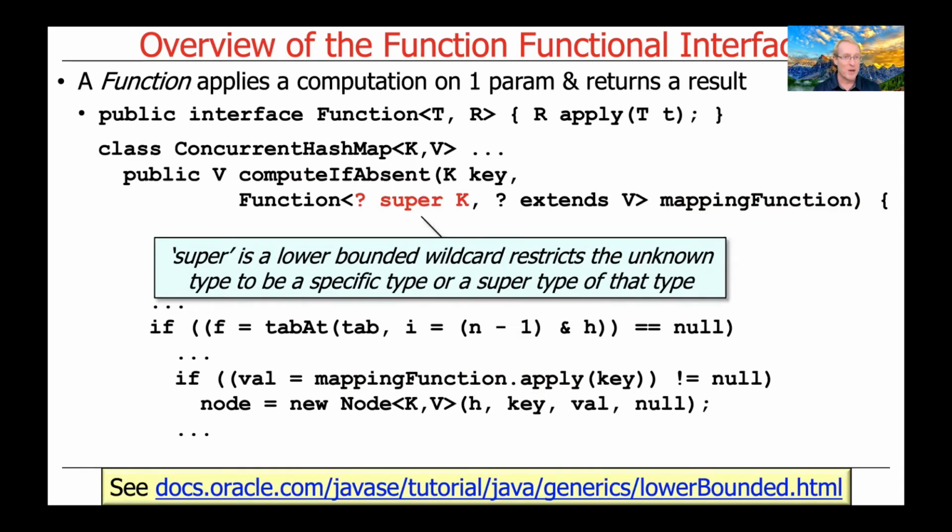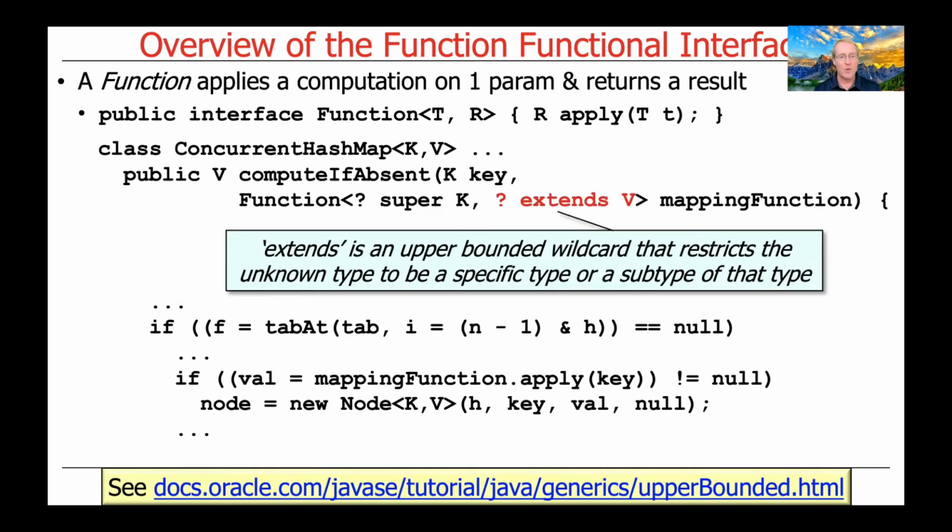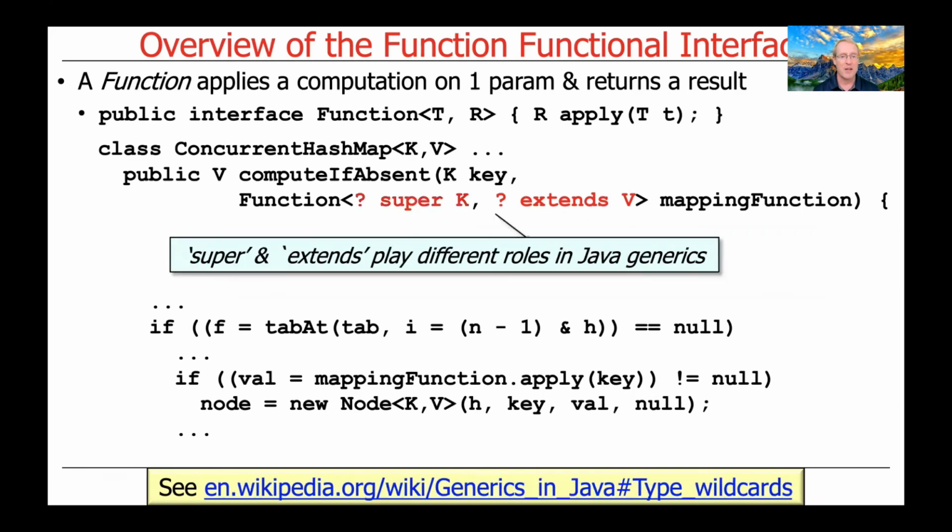Now, there's a little bit more syntax we have to briefly cover just to make sense of the example for completeness. As you can see here, as with Predicate, we have the question mark super K type shown here. In this context, as we discussed before, super is a lower bounded wildcard that restricts the unknown type to be a specific type or a supertype of that type. Likewise, this type expression, question mark extends V, which is for the value, of course, has extends being a keyword that's a so-called upper bounded wildcard. That restricts the unknown type to either be a specific type or a subtype of that type.